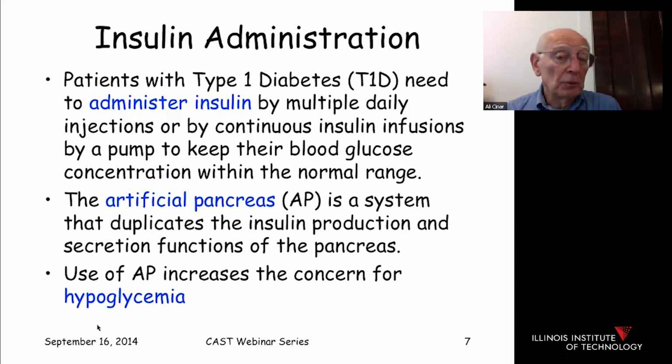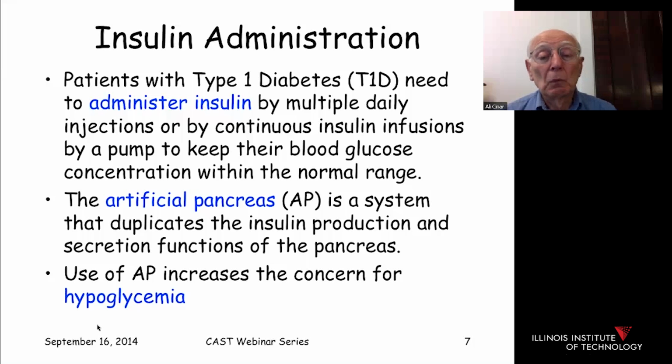The artificial pancreas system is a system that's duplicating the insulin production and secretion functions of the pancreas. This is actually a limited definition because there are other functions of the pancreas that also affect the management of blood glucose levels, and we'll talk a little bit about that later.